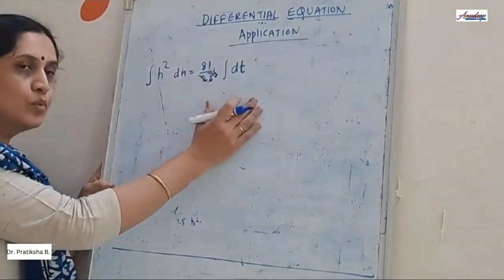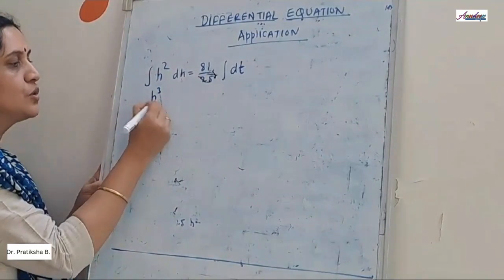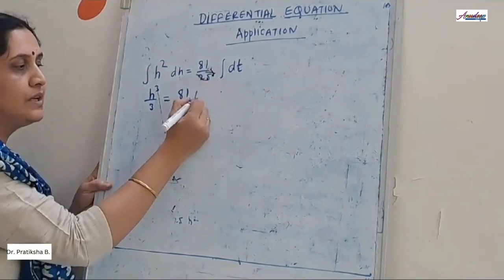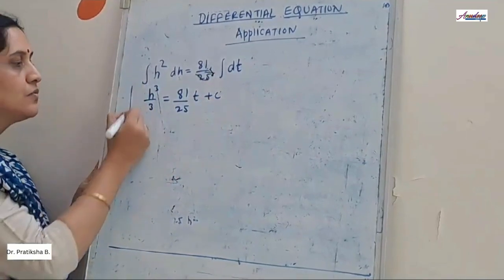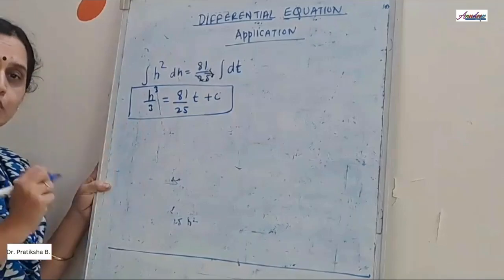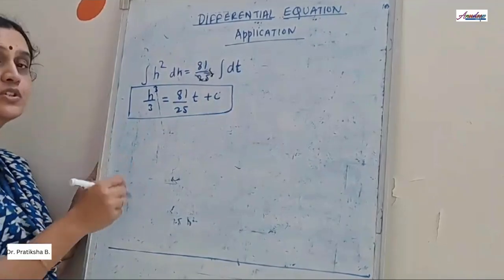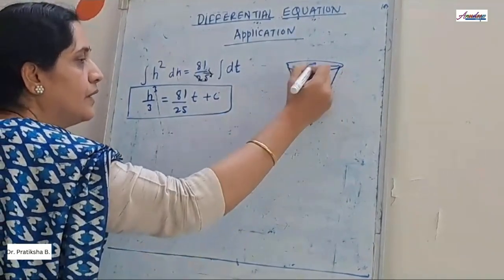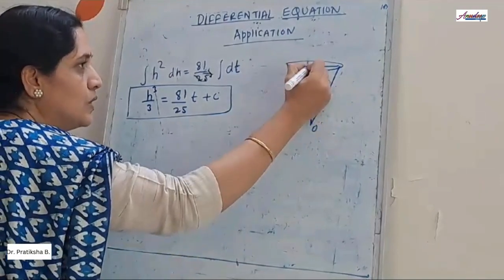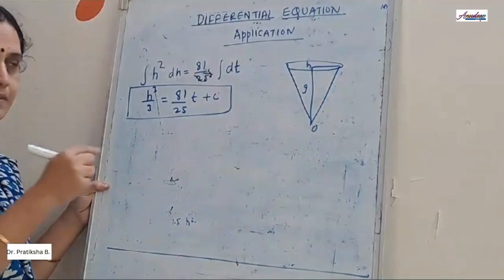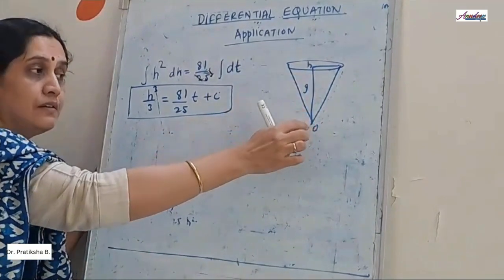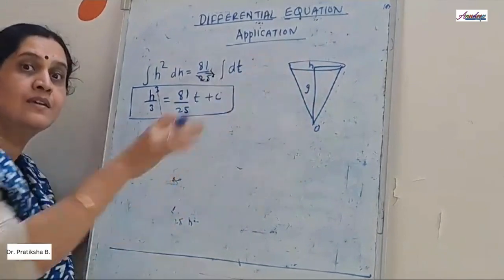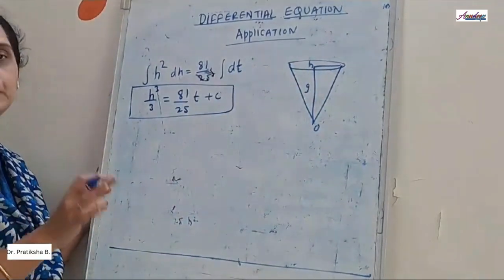So now when you integrate both sides, what you get is h cube upon 3 is equal to 81 upon 25 into t plus c, right? So this is the value that you will be getting after integration. Now what is the initial condition given to you? In a right circular cone, we have been given that height starts from 0 and the total height is 9, right? So when the water level starts from 0 to the highest level, that is 9, when height becomes 9, the right circular vessel will be completely filled.